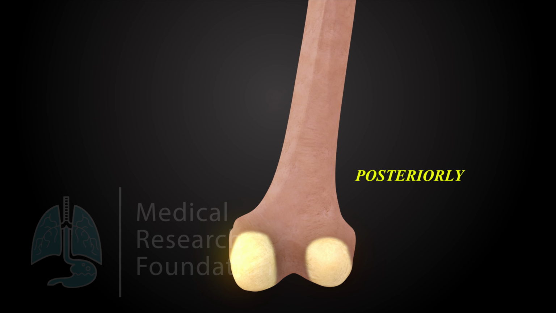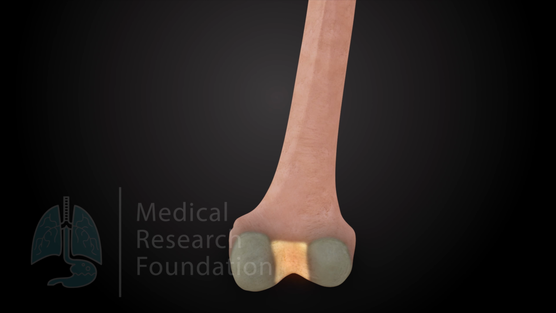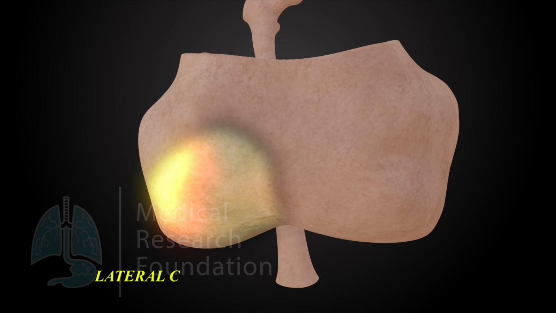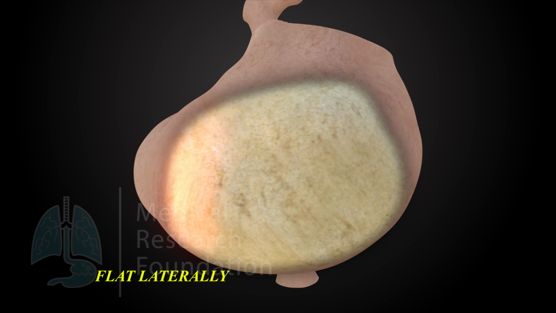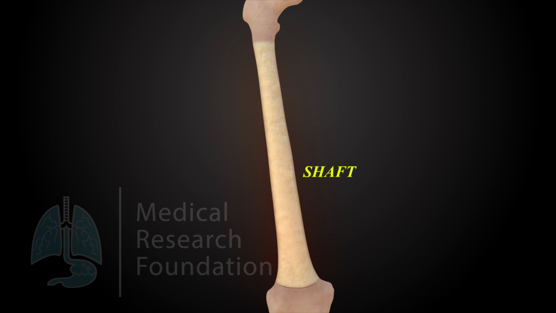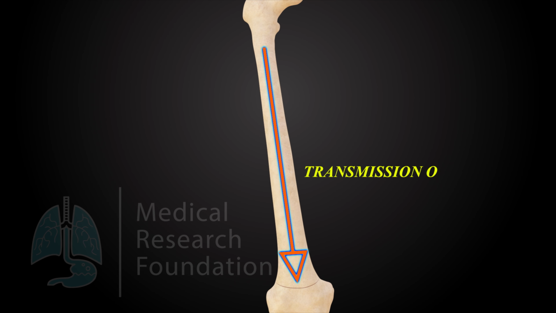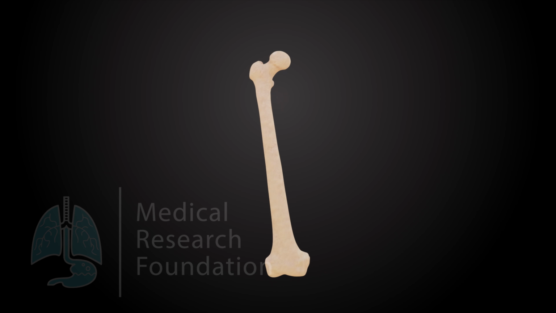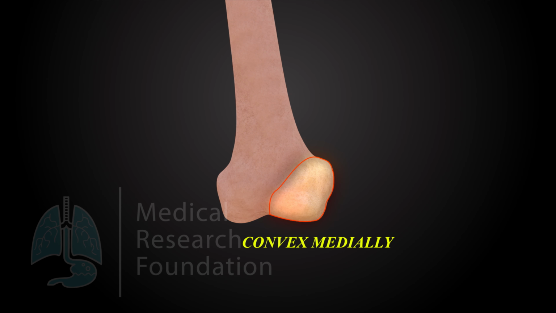Posteriorly, they are separated by a deep gap termed the intercondylar fossa or intercondylar notch. Lateral condyle. The lateral condyle is flat laterally and is more in line with the shaft. It, therefore, takes greater part in the transmission of body weight to the tibia. Medial condyle. This condyle is convex medially. The most prominent point on it is called the medial epicondyle.